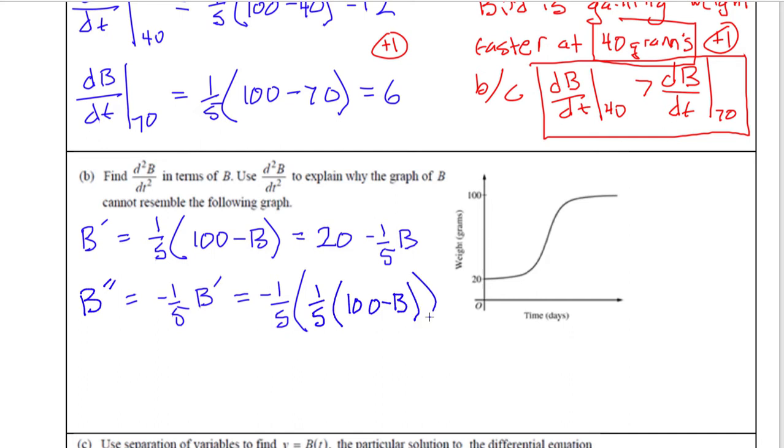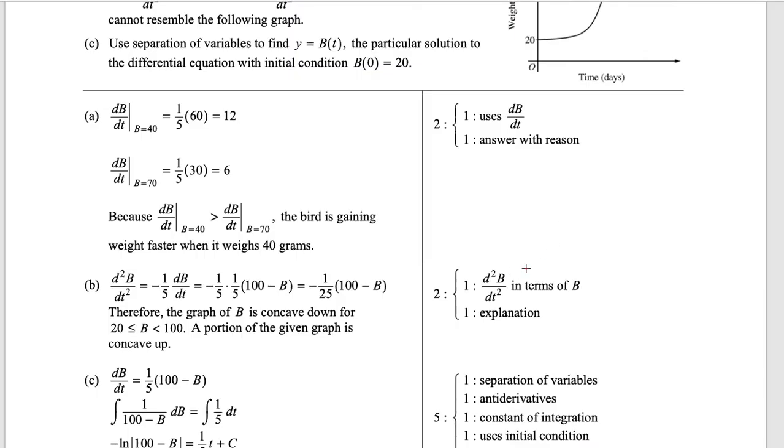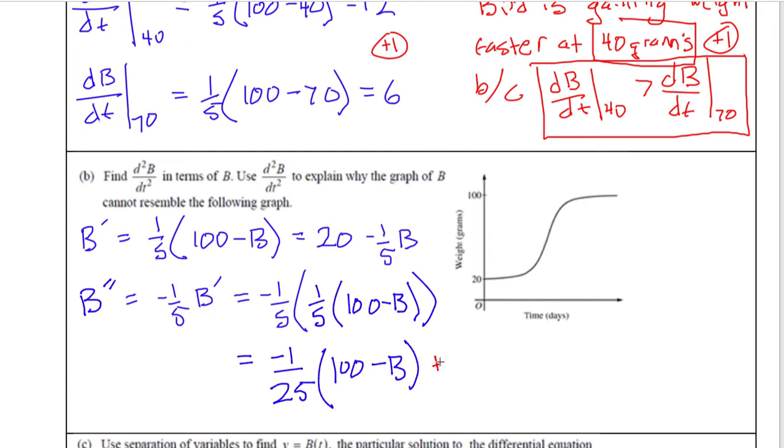This is not worth so many points. I'm not going to spend too much time on this. This is equal to negative 1/25 of 100 minus B. That was 1 point. 1 point if you can find the second derivative. So after all that work, plus 1. Now that you know what you're looking for, it's a little bit easier to find, but still hard.